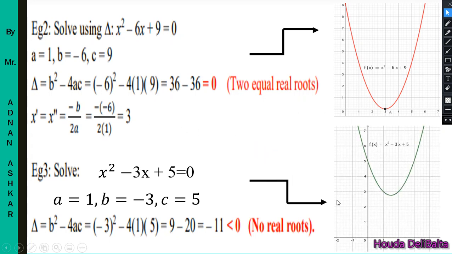While here, look at the curve here. It's above the x-axis. It's never intersecting the x-axis. That's what we mean by no real roots. There are no x-intercepts.